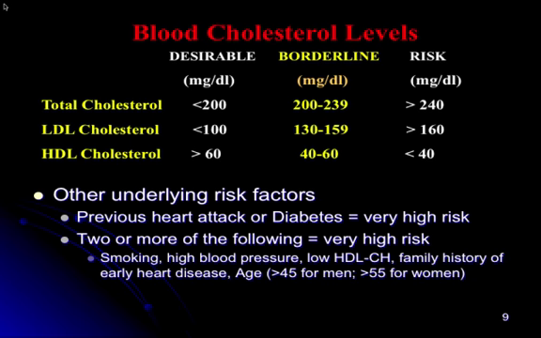Elevated risk, greater than 240. Is that common? Yeah, it is relatively common. LDL greater than 160, HDL less than 40. 40 is kind of a cutoff for HDL. If it gets lower than that, then it elevates risk.